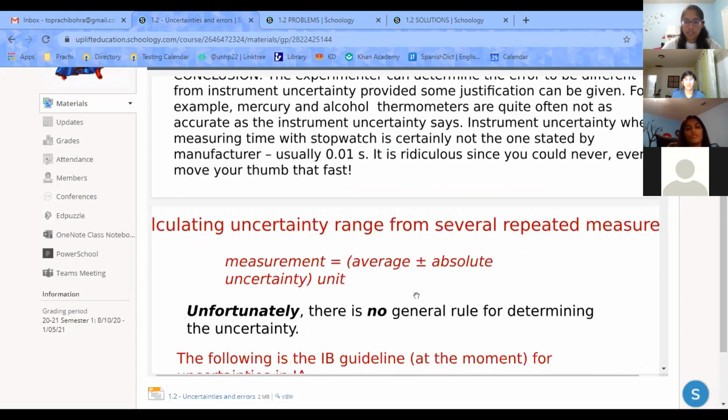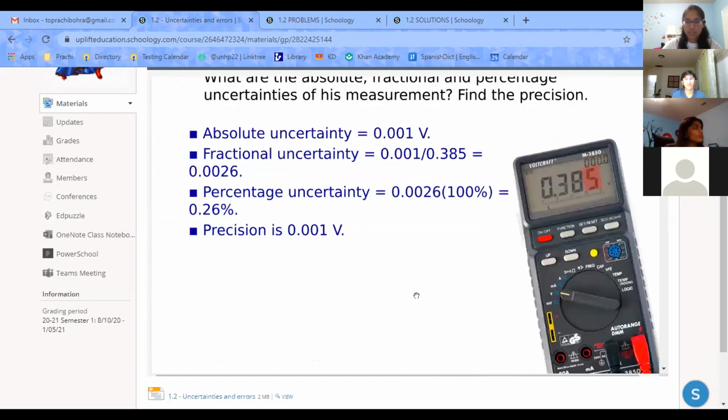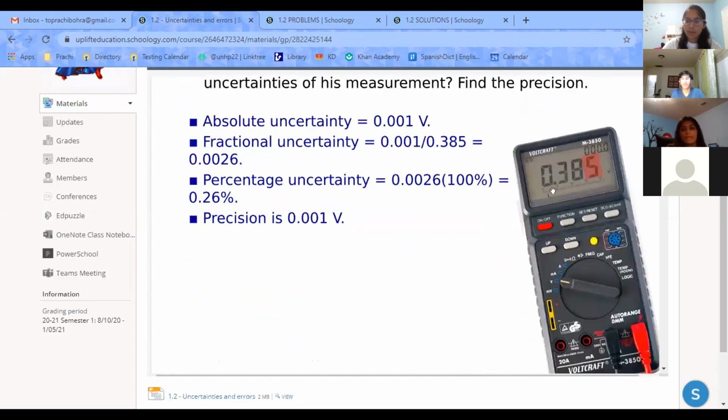And then I know there was a picture of another instrument. It was a digital instrument, this one. So for this, the instrument uncertainty would be 0.001, because that's how far it can measure. For analog instruments like a ruler, or maybe a protractor, something that you use to measure degrees, it would be half of whichever degree it can measure to. And often for a ruler, and maybe also for a protractor, you double it because it's uncertain on both sides.